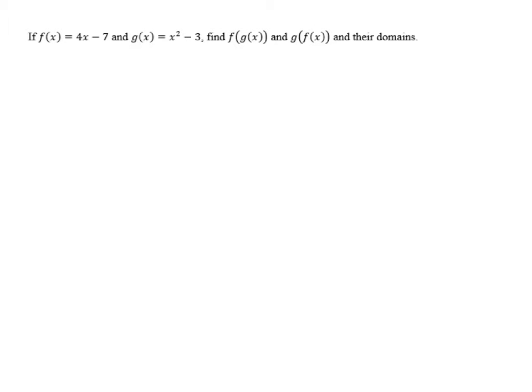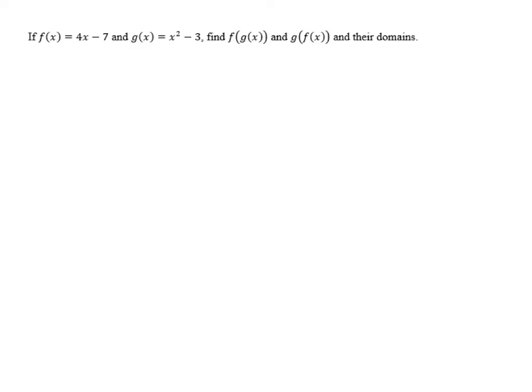If f of x equals 4x minus 7 and g of x equals x squared minus 3, find f of g of x and g of f of x and their domains. We're going to start by looking at the domains of the functions f and g. And we notice here that both of them are polynomial functions, and so the domains are all real numbers.